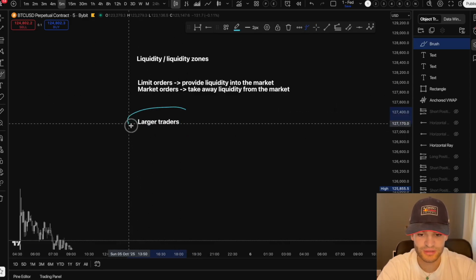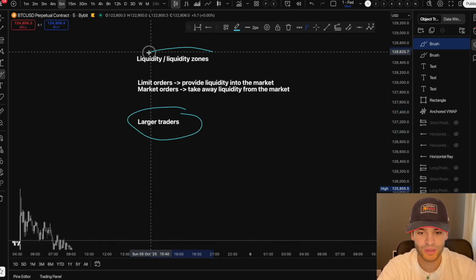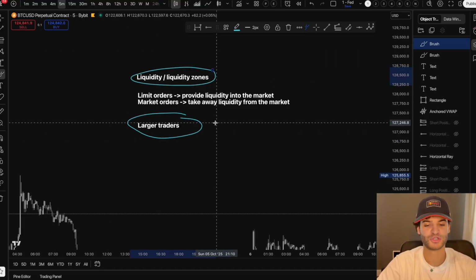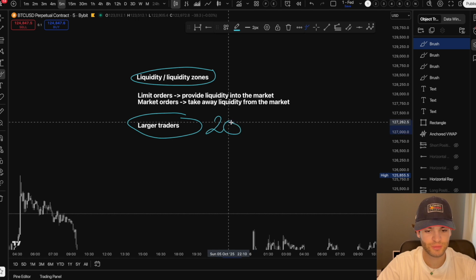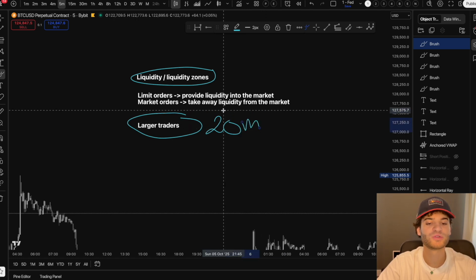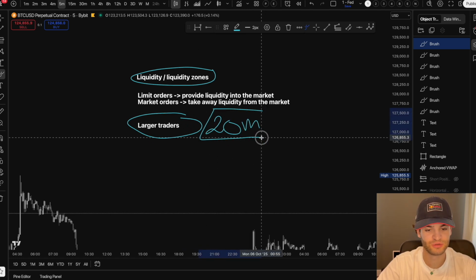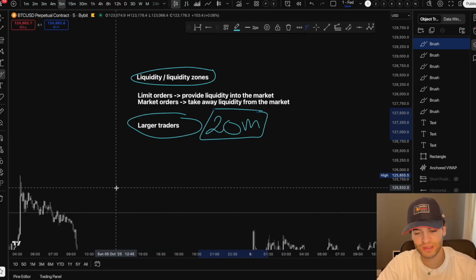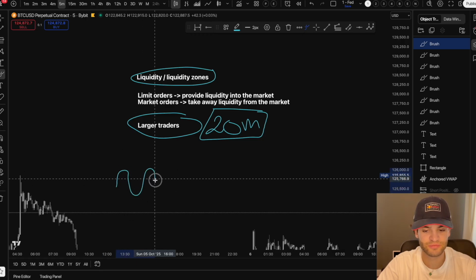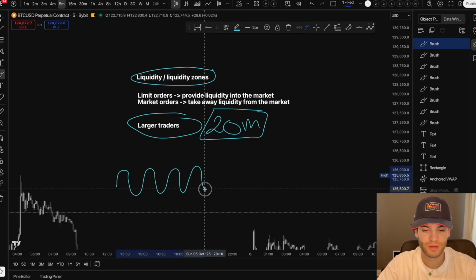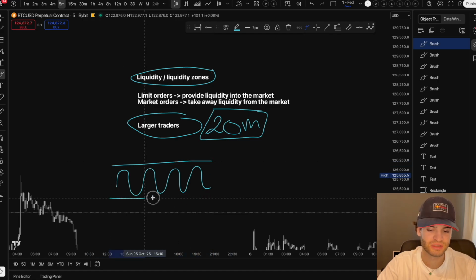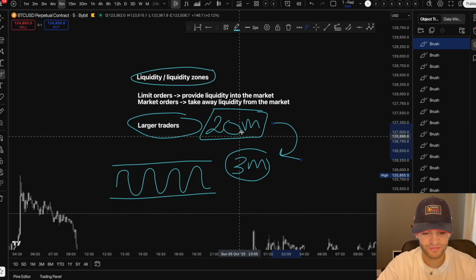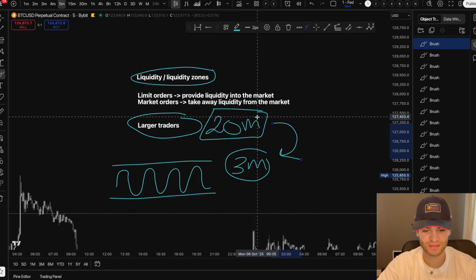And these large traders right here, they need the liquidity in order to participate in the market. So let's imagine that we are trading with $20 million. We want to open a trade with the value of $20 million. And imagine that at the moment it's the weekend, let's say, where there's typically lower volume, and we're just ranging. And we're averaging, let's say in this range, $3 million in volume. You can see that there's clearly not enough volume to fill our $20 million size.